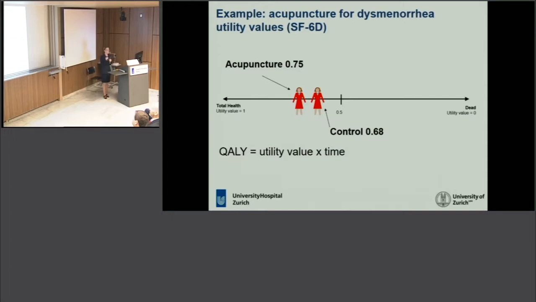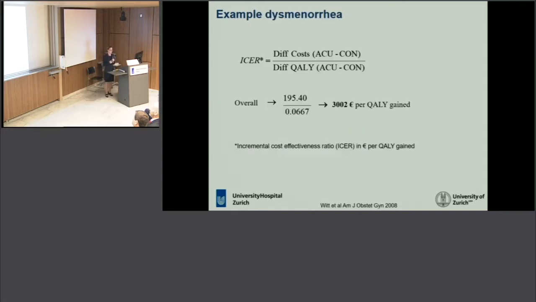And this difference is a utility value, and I multiply it with the duration under this utility value. And then I put these things in a very simple formula. I take the difference of costs between both groups and divide it by the difference of QALYs between both groups. So as said, we spent more money in the acupuncture group, which was around 200 euro here, but we also have higher utility.